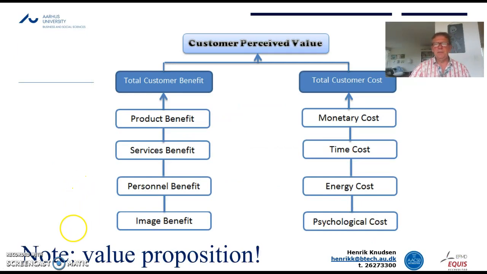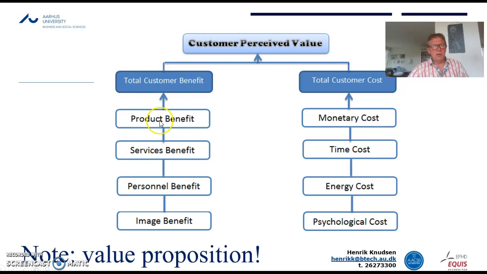CPV, customer perceived value, and I think this is very essential. I asked you to download the value proposition canvas. Whether it's entrepreneurship or intrapreneurship, it's all about creating value. And as De Bono said, we have to be creative to find new ways of creating value. The customer perceived value is the difference between the expenses and cost that the customer experiences and the benefit that the customer experiences.